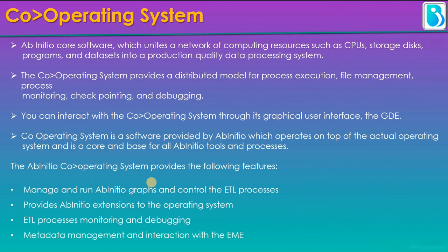The Co-operating System is software provided by Ab Initio, which operates on top of the actual operating system and is the core and base for all Ab Initio tools and processes. While we were talking about architecture, I explained it. The co-operating system is the foundation for all the solutions developed by Ab Initio, and it is the core for Ab Initio. It's a single engine which can be scaled for all the functionalities and solutions available in the Ab Initio solution software. The Ab Initio co-operating system provides the following features.